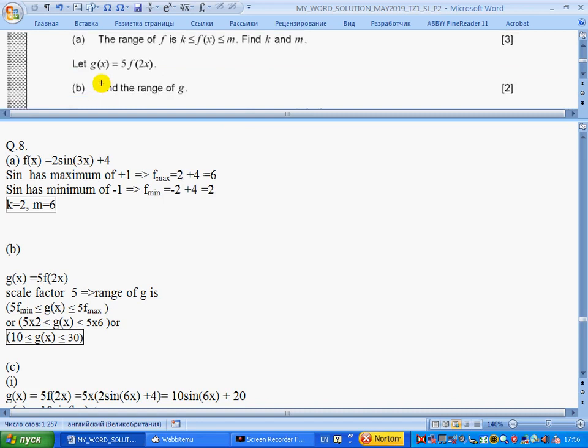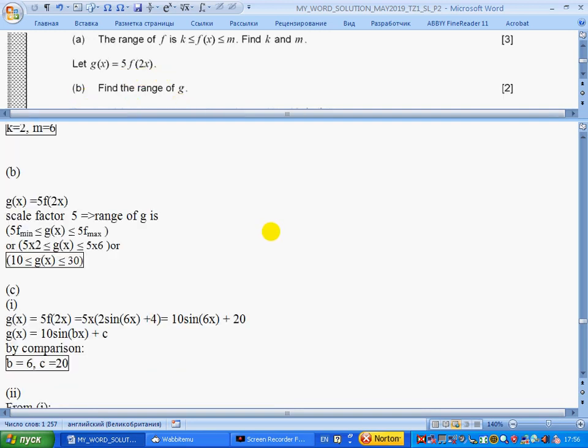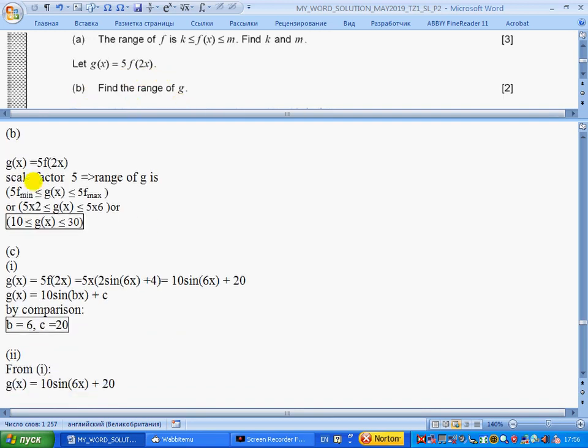Let g equals 5 times f of 2x. B. Find the range of g. So to get g, we have scale factor 5. It means that range of g will be 5 times range of f. So 5 times 2, 10, till 5 times 6, 30. From 10 to 30.